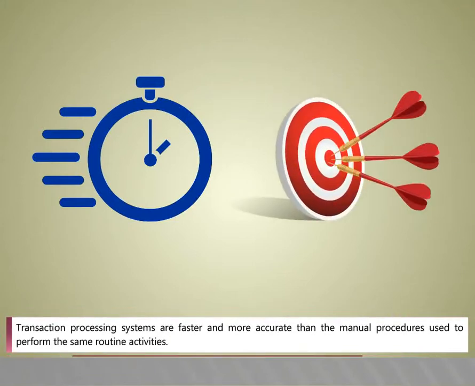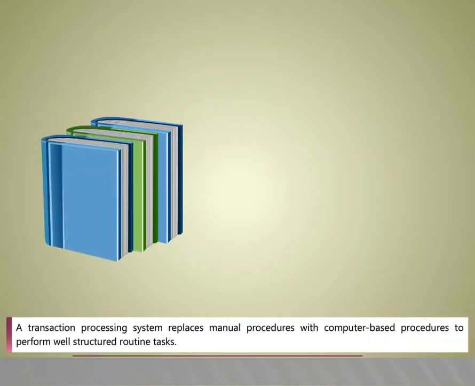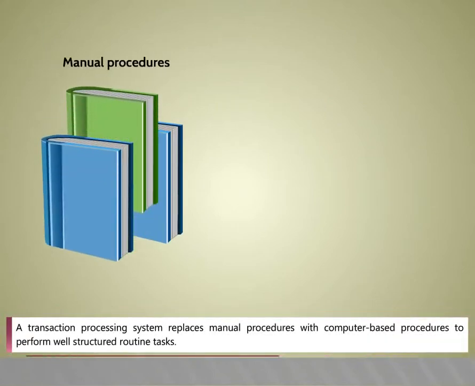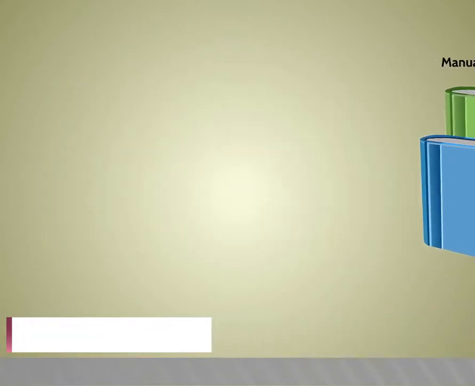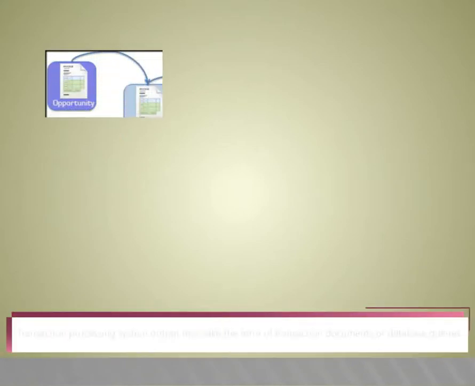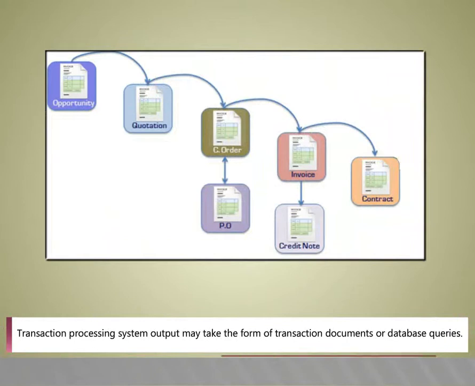Transaction processing systems are faster and more accurate than the manual procedures used to perform the same routine activities. A transaction processing system replaces manual procedures with computer-based procedures to perform well-structured routine tasks. Transaction processing system output may take the form of transaction documents or database queries.